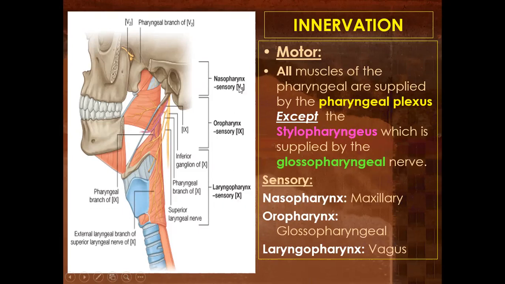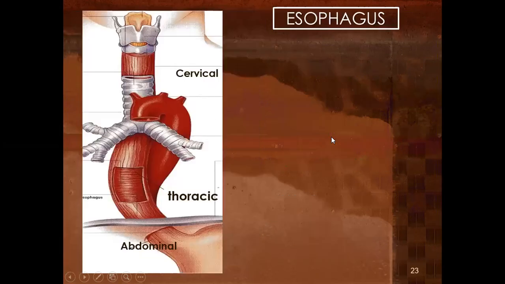So the nasopharynx is supplied by one of the divisions of the trigeminal nerve, that is the maxillary nerve. Then the oropharynx is supplied by the 9th cranial nerve, that is the glossopharyngeal nerve, and the laryngopharynx is supplied by the 10th cranial nerve, that is the vagus nerve. So this is the sensory innervation, and the motor innervation, as we have already said, is supplied by the pharyngeal plexus, except the stylopharyngeus.